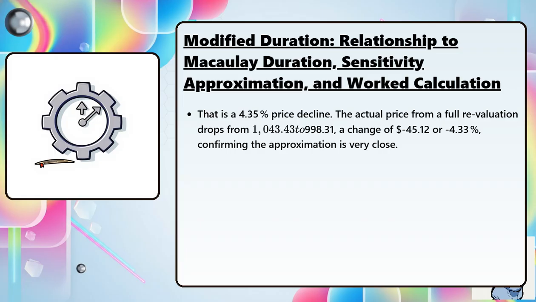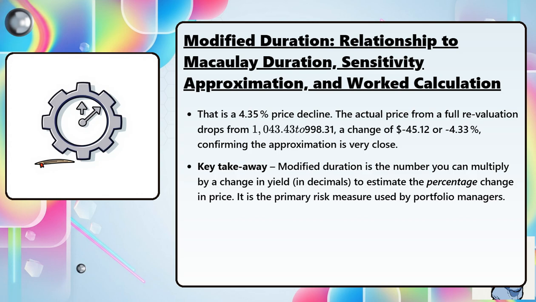The actual price from a full revaluation drops from $1,043.43 to $998.31, a change of minus $45.12 or minus 4.33%, confirming the approximation is very close. Key takeaway: modified duration is the number you can multiply by a change in yield in decimals to estimate the percentage change in price. It is the primary risk measure used by portfolio managers.